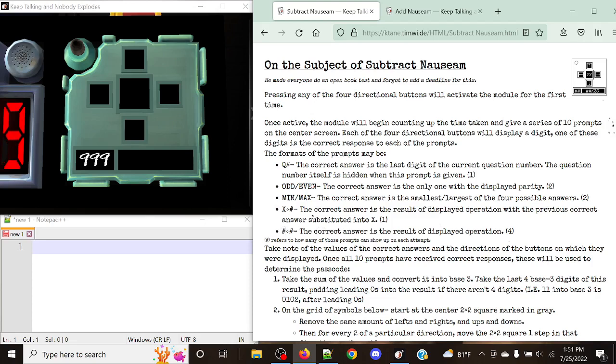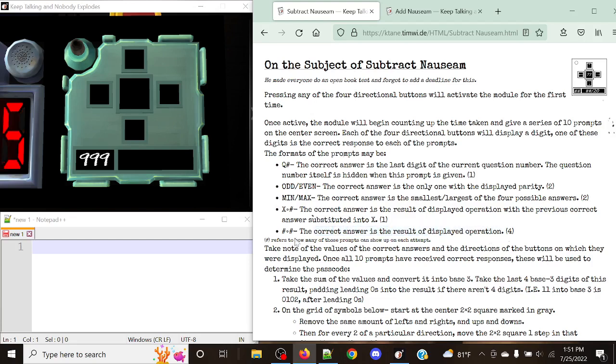And the x: it's going to be x with some sort of operation, like addition, subtraction, multiplication, division, to a number, where the correct answer is the result of the displayed operation with the previous correct answer substituted into x. So you will not see this until later on. And number: the correct answer is the result of the displayed operation.